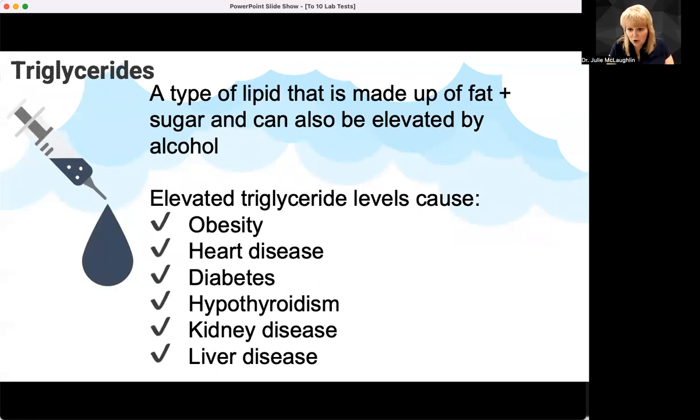Triglycerides are fat plus a sugar, and they can be elevated if you're drinking a lot of alcohol or having a lot of sugar, as well as in heart disease. Elevated triglycerides are associated with obesity, heart disease, diabetes, hypothyroidism, kidney disease, and liver disease. All of these conditions can elevate your triglyceride levels.